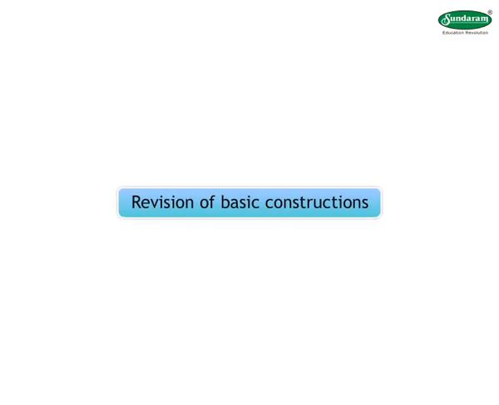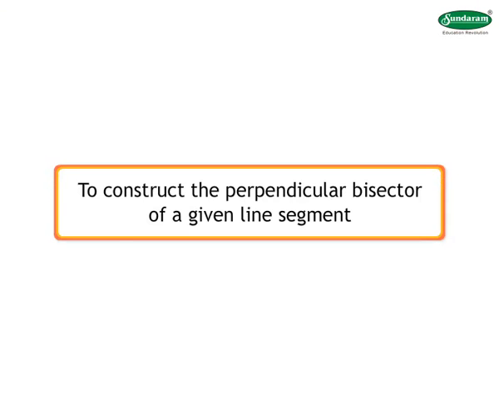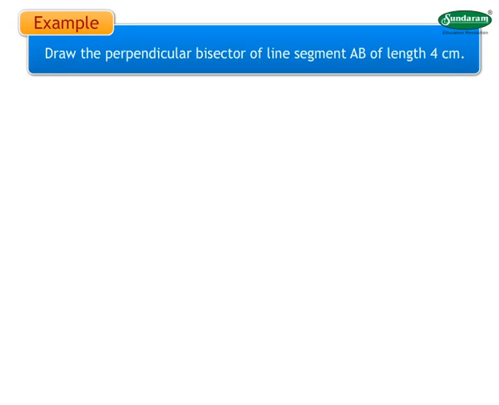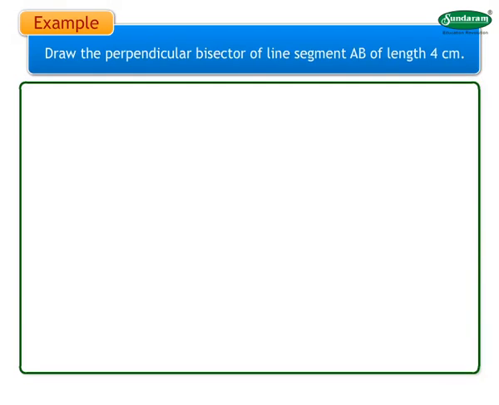Before we begin the chapter, let us revise the basic constructions that we have studied. Number 1. How to construct the perpendicular bisector of a given line segment. Let's look at an example. Draw the perpendicular bisector of line segment AB of length 4 cm. Let's begin with the construction.